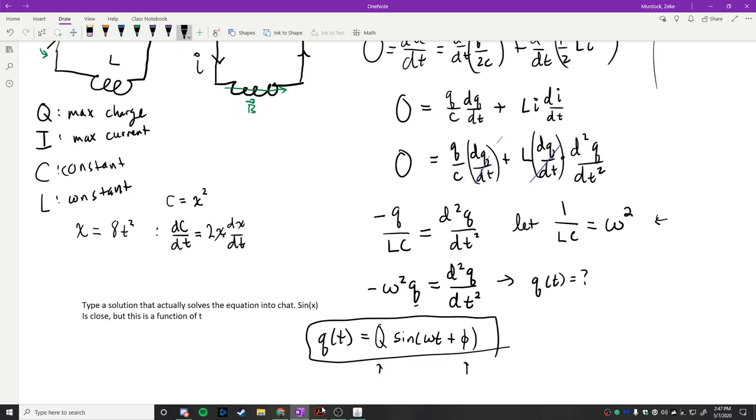Does that make sense to you guys? You can test it for yourself that if you plug this function in for q, you take the derivative twice, it will absolutely satisfy this differential equation.